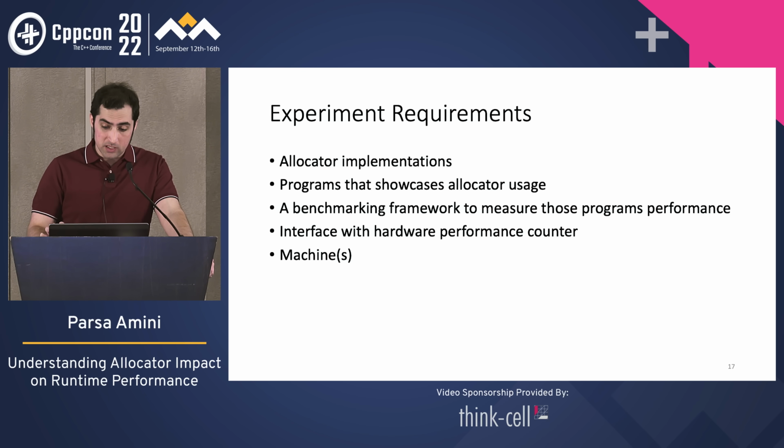So now what we need is an experiment. We need allocator implementations to compare. We need programs that showcase allocator usage. We need a benchmarking framework so we can measure a program's performance. We need an interface to access hardware performance counters. We need machines. I ordered these by importance, but I'll go through them in the opposite order because the less important ones, the bottom ones, take much less time to explain.